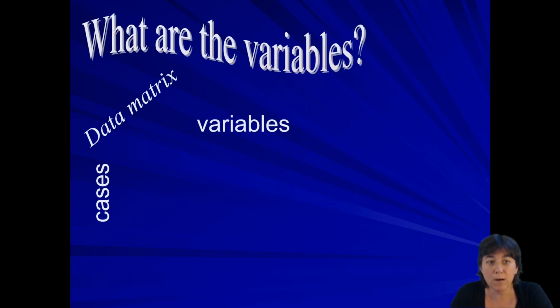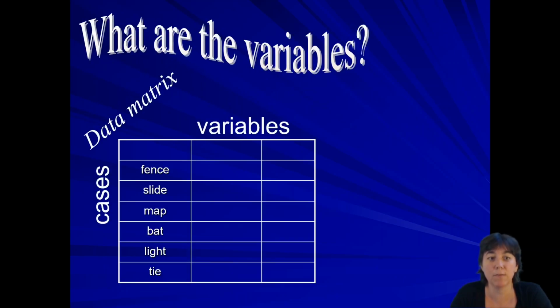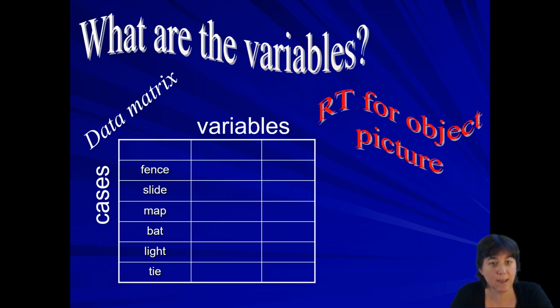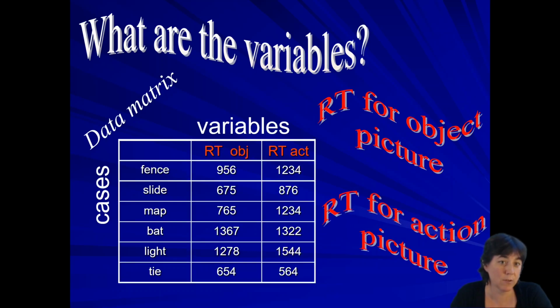Why? Because in the case variable matrix, I will have a fence, a slide, a map, etc., a bet, okay? And I will collect reaction time for the object picture and reaction time for the action picture. And quite consistently, you will see that action pictures take a little bit more to react to. It's simply more difficult to comprehend actions than objects, and there are many other background things for it. But bottom line, this is how your case variable matrix will look like.